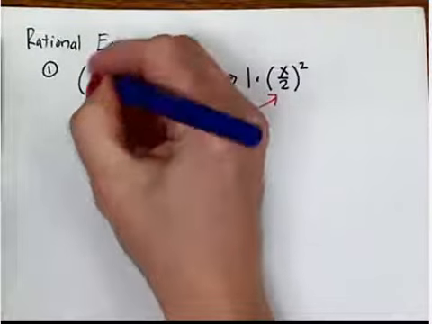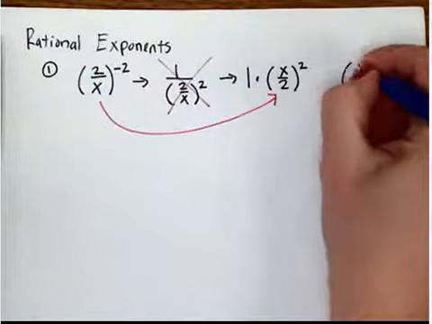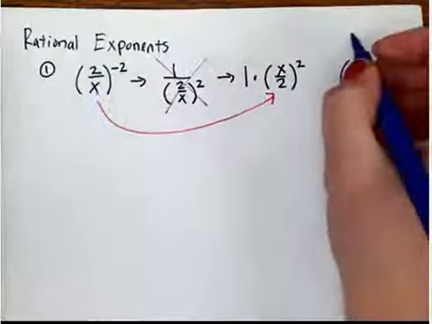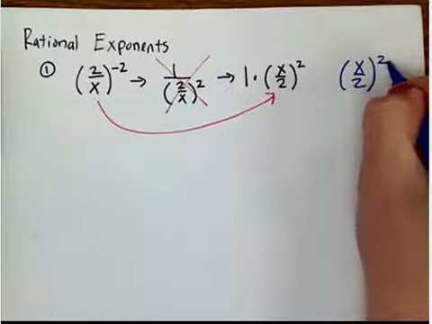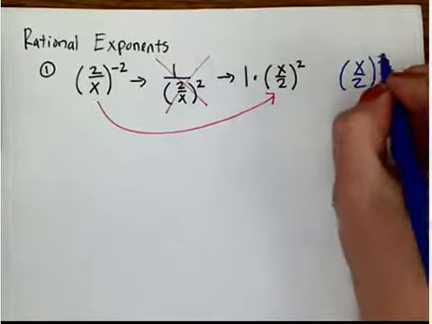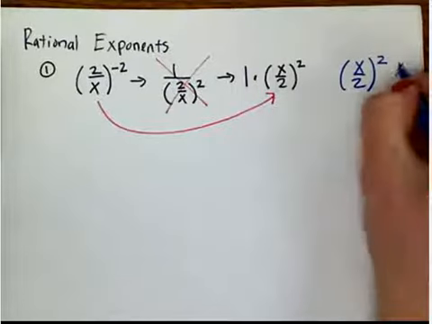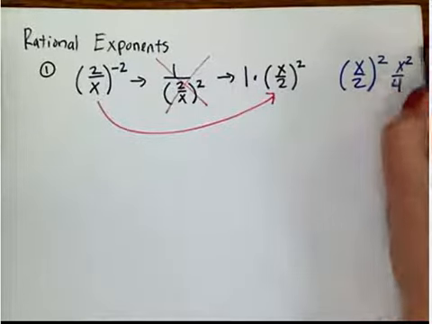So I see 2 over x, and so I'm going to write x over 2. And in doing that, I change the power from a negative 2 to a positive 2. And then you can apply the exponent to both quantities inside. X squared over 4.